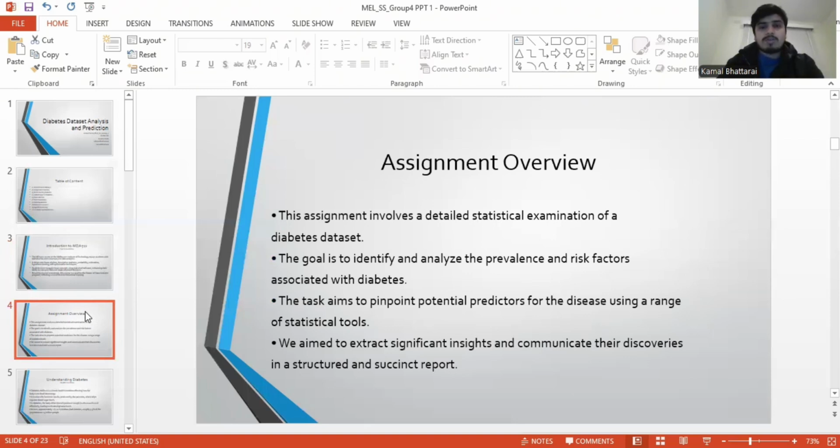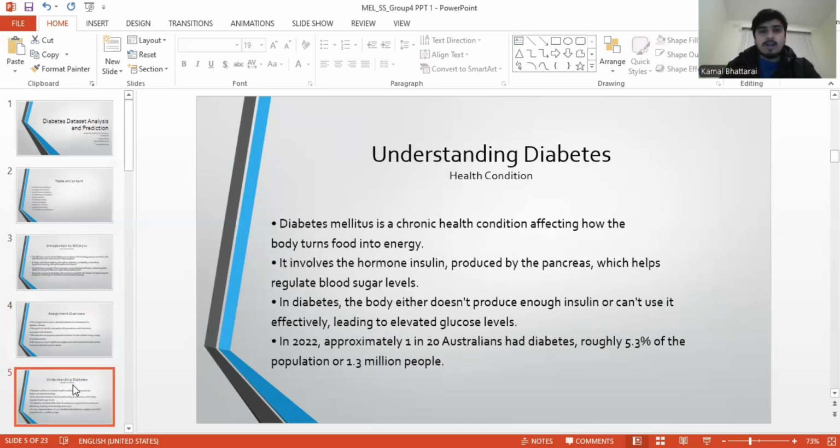This assignment is about the statistical explanation of the diabetes dataset. The main goal is to identify and analyze the prevalence and risk factors associated with diabetes. The tasks aim to pinpoint potential predictors for the disease using a range of statistical tools, like correlations, as I have previously mentioned, showing how different factors are interrelated in causing diabetes. After going through this assignment overview, let's move on to understanding what diabetes actually is.